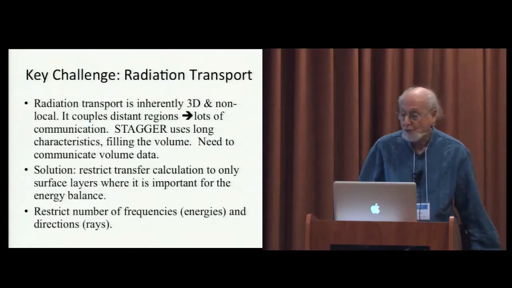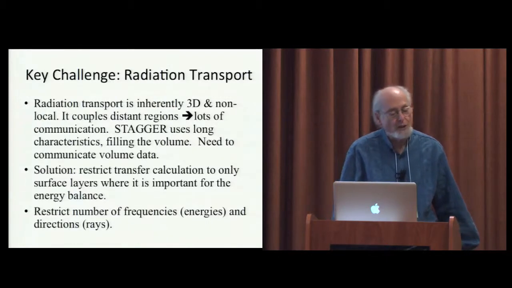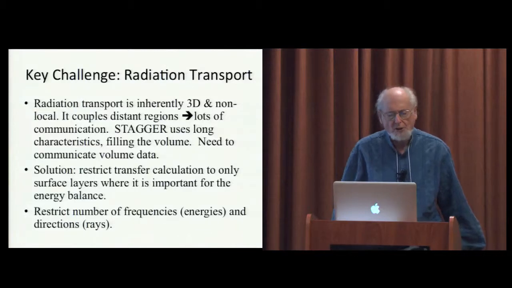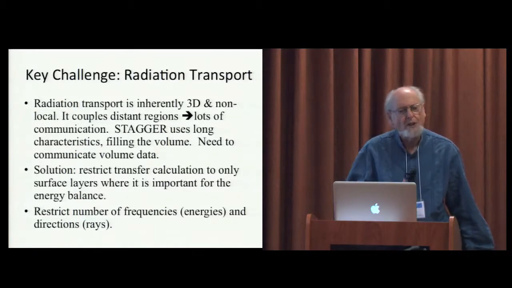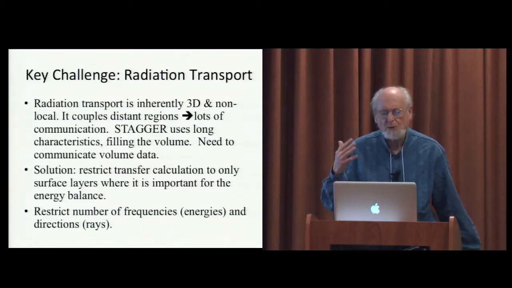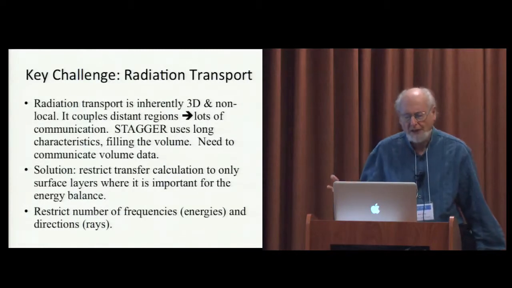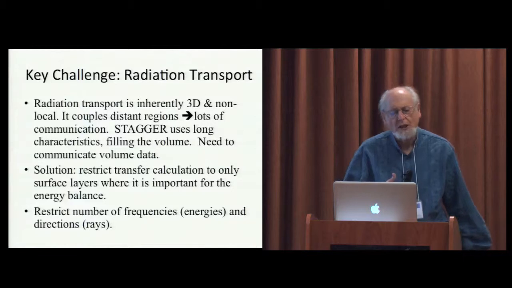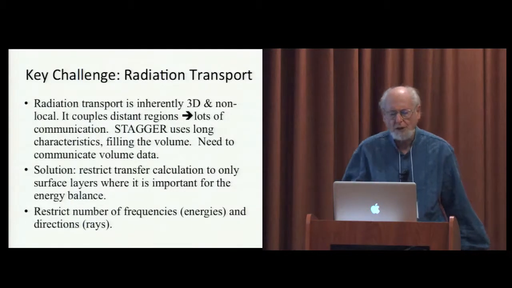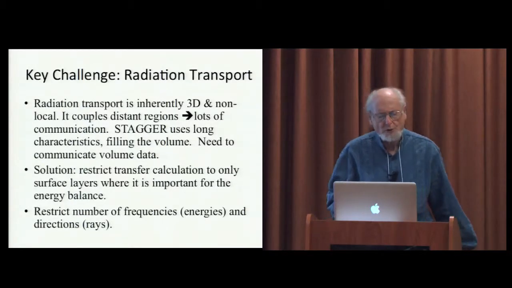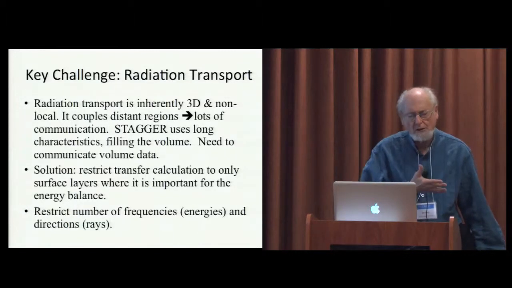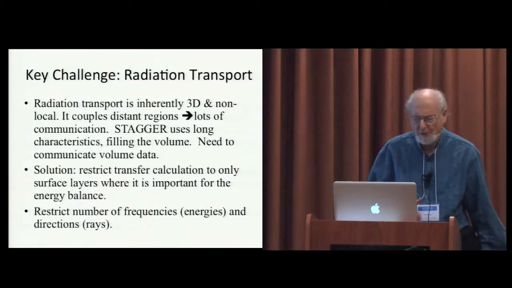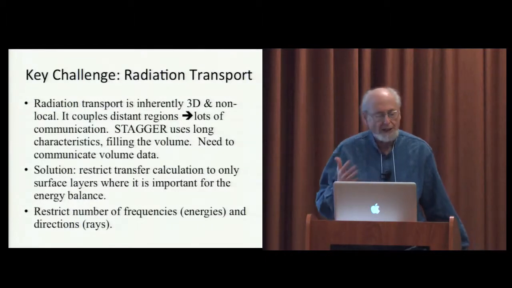Radiation transfer is three-dimensional. It's very non-local because the photons can travel larger distances, so there's a lot of communication. Several people have tried different ways of handling this. Some people use short characteristics, but that's a very diffusive procedure. So we're using long characteristics, and so they go through the entire volume. And so you need to communicate a fair bit of data. The way we handle this is two things.